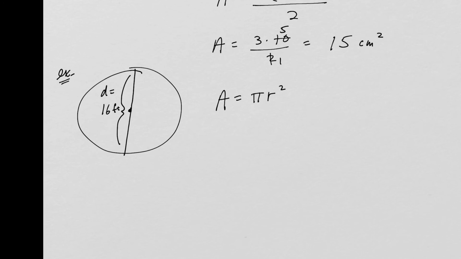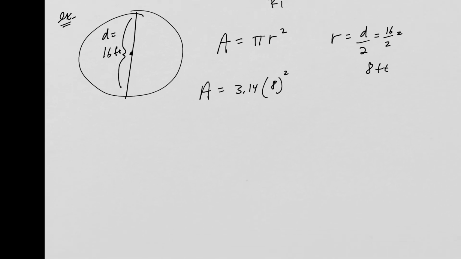And we know that the radius is the diameter divided by 2, right? It's half the diameter. So first I need to find the radius. So this is going to be 16 divided by 2. That's going to be 8 feet. Now that I have the radius, I can plug in. Let's assume we want to use 3.14 for pi to estimate pi. And now this is going to be 8 squared. So then I can multiply this out. Well, 8 squared is 64. So this is 3.14 times 64.